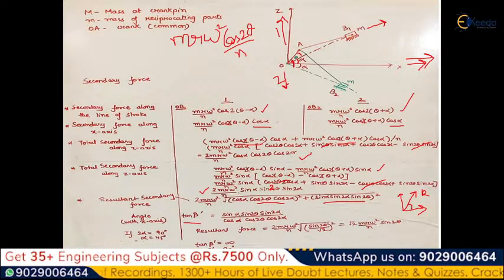And if 2α is 90 degrees, that means if the angle between these two bodies is 90 degrees, so α will be 45 degrees, and we place the value of α as 45 degrees. This is what we get, which is √2 mrω²/n sin 2θ.